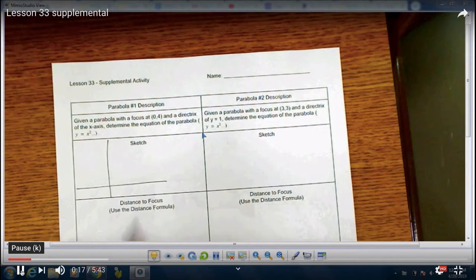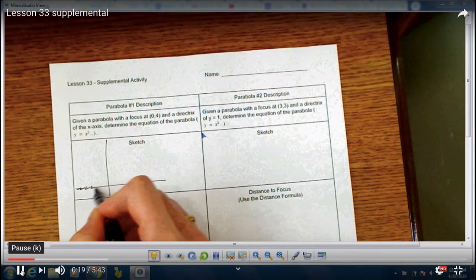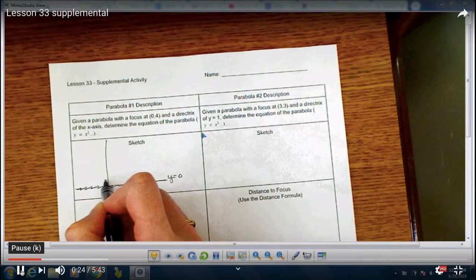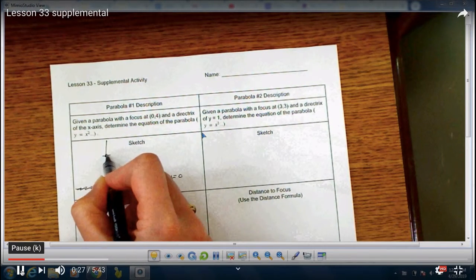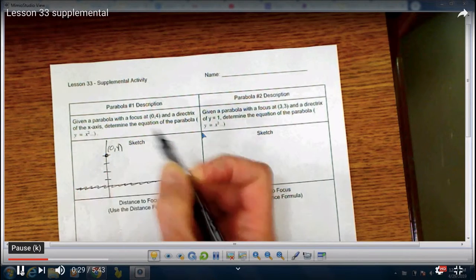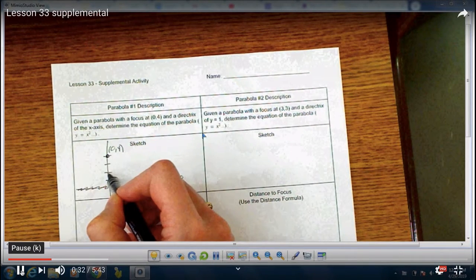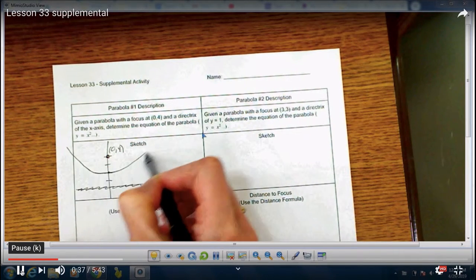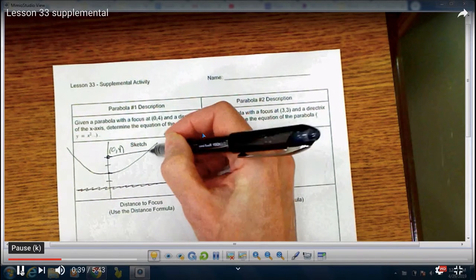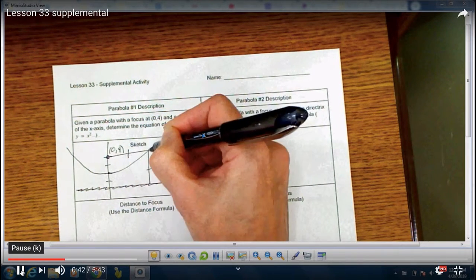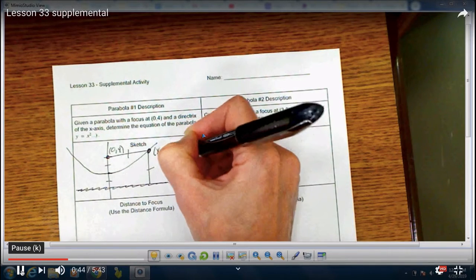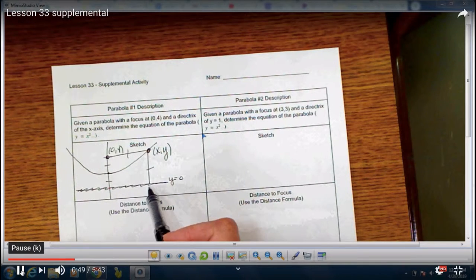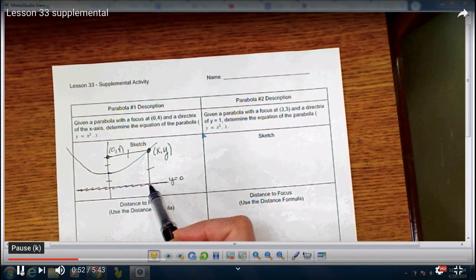So given a parabola with a focus at 0, 4 and a directrix of the x-axis, so I'm drawing my directrix, y equals 0, and there's my focus, 0, 4, okay? And remember my parabola is halfway in between those things because the distance to the focus is the distance to the directrix, okay? And I'm going to do a sketch, and it's not super good, but pretend those two lines are equal. So I'm just going to pick any point on that parabola, and I know it should be the same distance from the focus to the directrix.